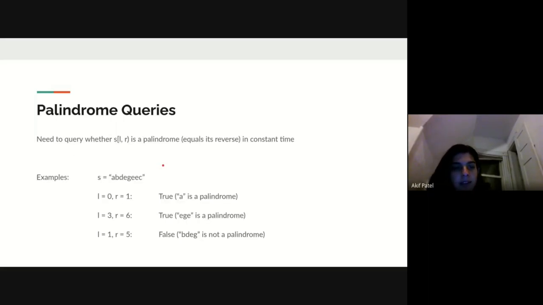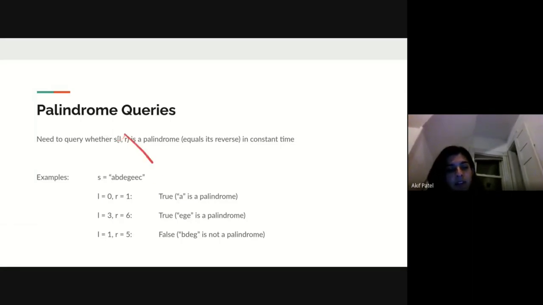Okay. Next question. You're given a string S, and you want to query whether or not some substring, L to R, is a palindrome. Recall, a palindrome is a string which equals its reverse. If you flip it, it's the same thing. And you want to do this, again, in constant time.